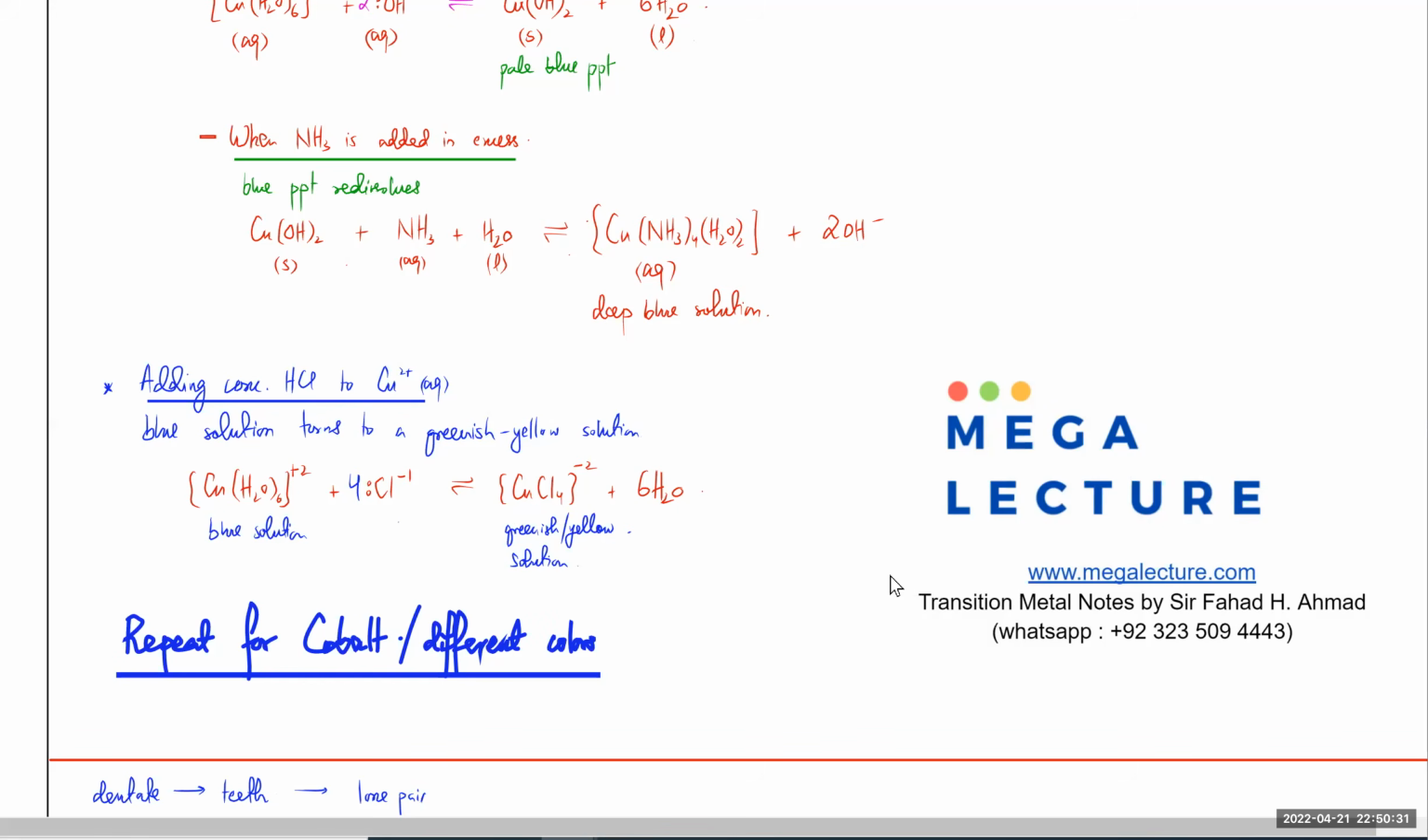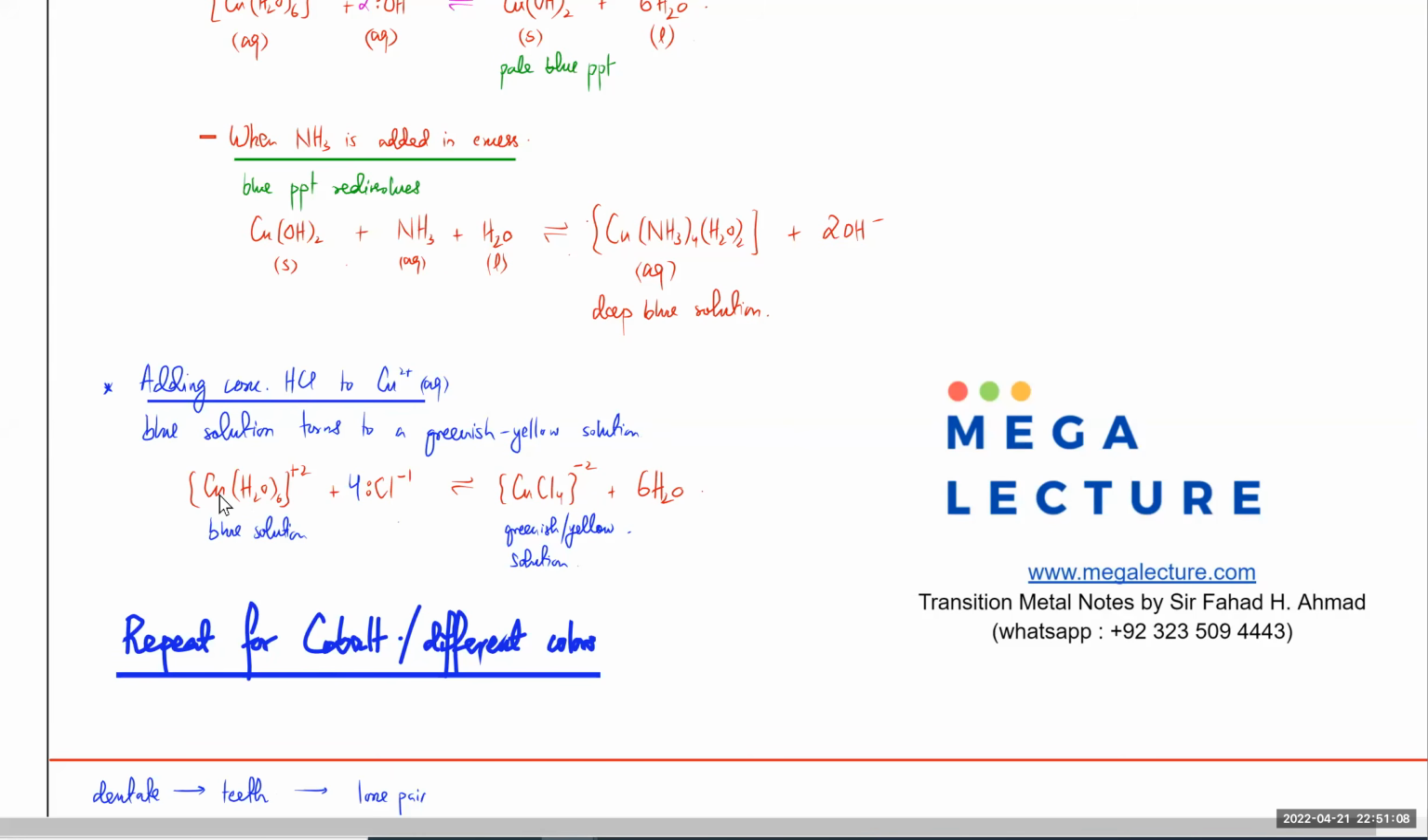Sir, why not 2 molecules of chloride to balance copper 2 plus? Because he's adding concentrated HCl. That's why. There are obviously variations in this, but that's not in your course, they're not going to ask you about it. You just have to remember that if you add concentrated HCl, then 4 Cl ions are going to replace the 6 water molecules. The same reaction works for cobalt too.